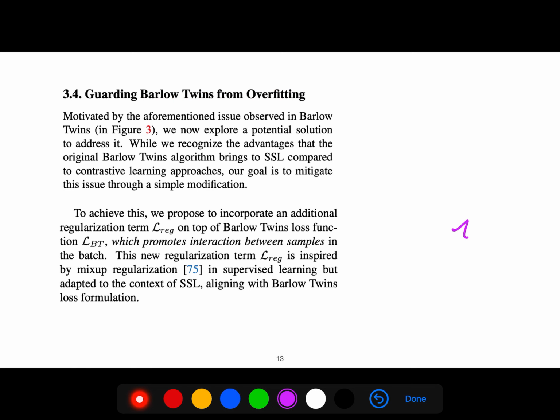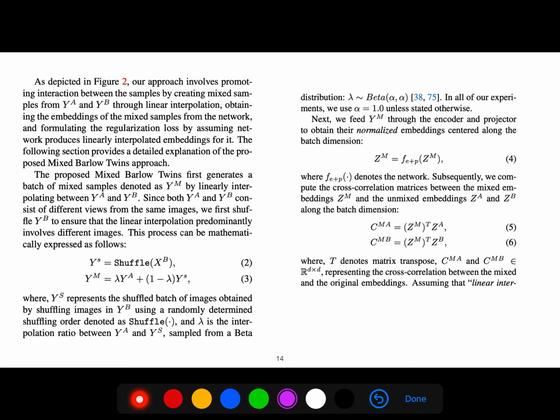And guarding Barlow Twins from overfitting. So to achieve this, we propose to incorporate an additional regularization on top of Barlow Twins' loss function, which promotes interaction between the samples in the batch. The new regularization term is inspired by mixup regularization in supervised learning, but adapted to the context of self-supervised learning, aligning with Barlow Twins' loss formulation.